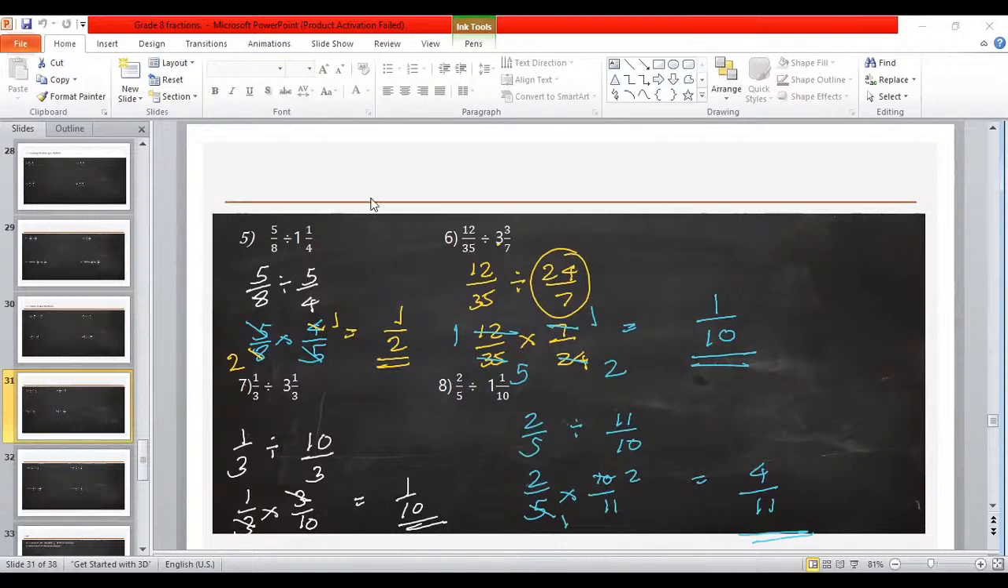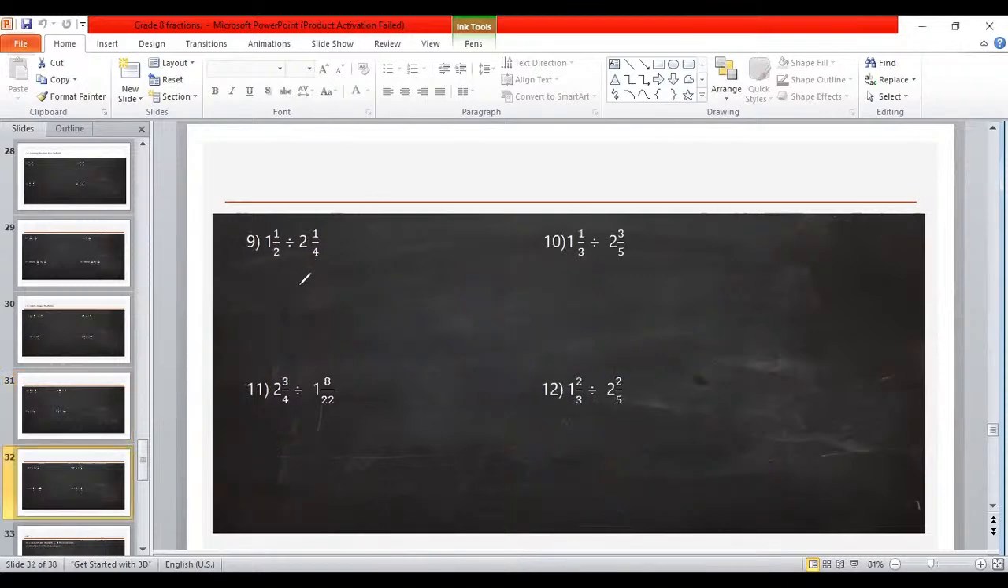Next question. Both are mixed fractions. So the first step is we have to convert this to an improper fraction. Then we can remove the division sign and write the reciprocal. Then you can follow the normal simplification. 2 times 1, 2 plus 1, 3 over 2 divided by, this is our first step, right? 4 times 2, 8 and 1, 9 over 4. Now write the reciprocal, 3 over 2 into 4 over 9.